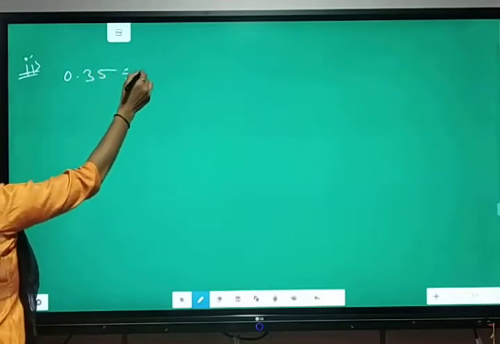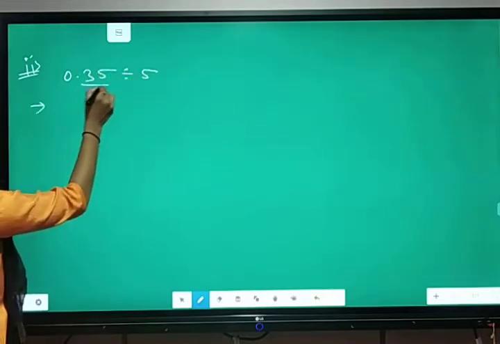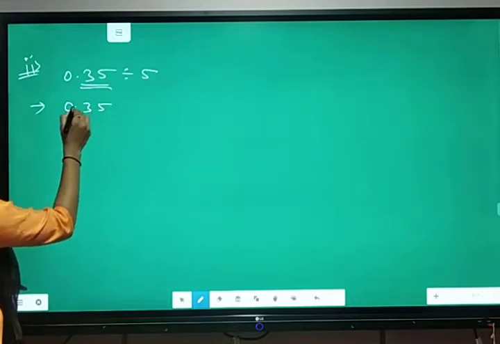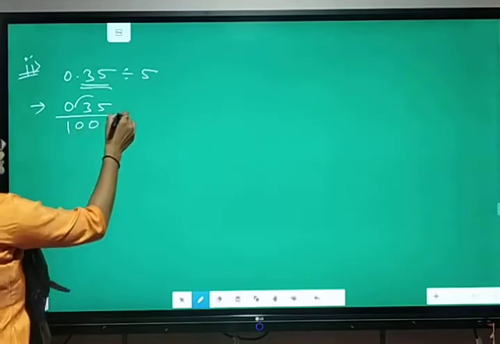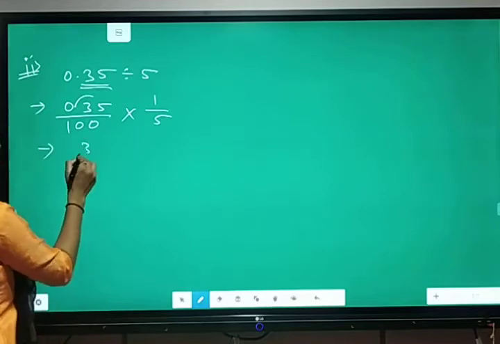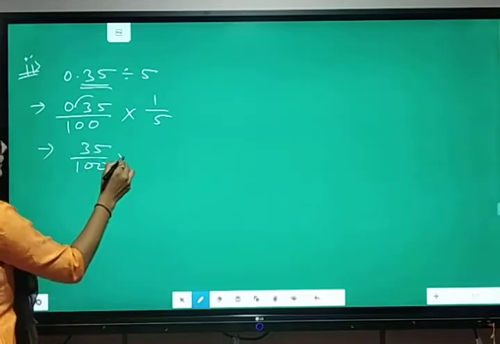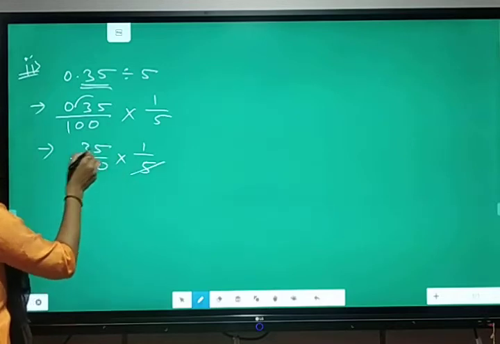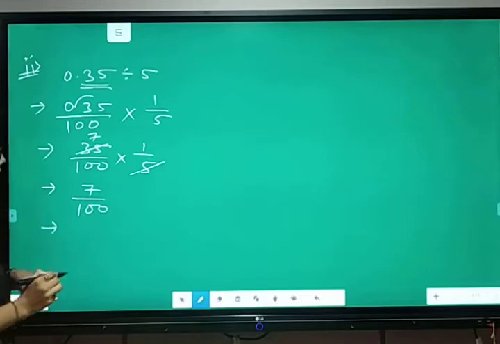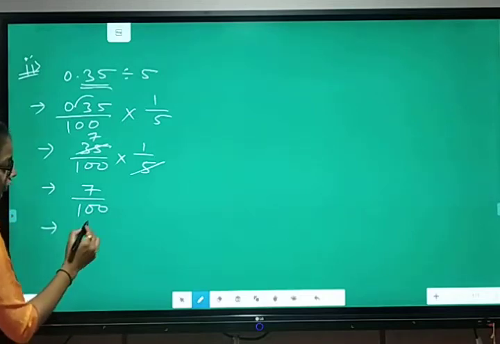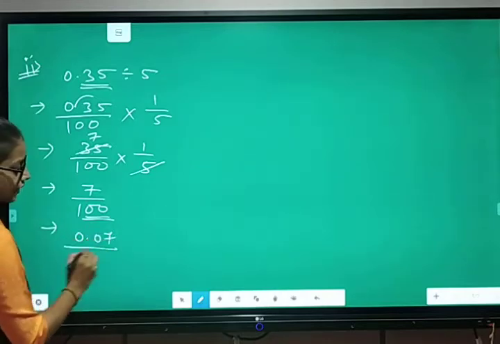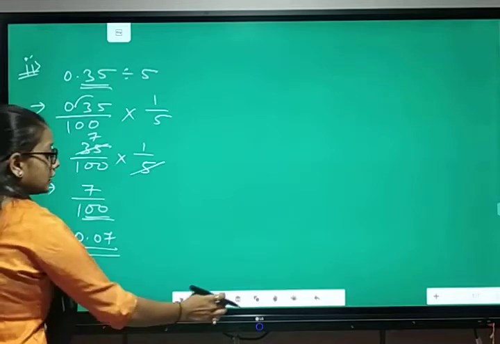0.35 divided by 5. There are two digits right of the decimal point, so we can write denominator 100. Sign will be changed and reciprocal the second fraction. 35 upon 100 multiply 1 upon 5. 5 sevens are 35 and 7 upon 100. Point will be put before two digits because denominator is 100. 0.07 is the answer. Clear students?